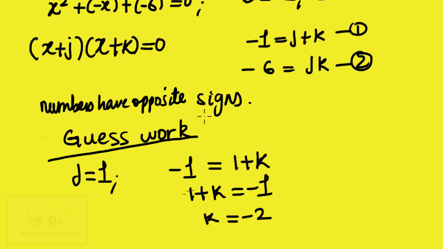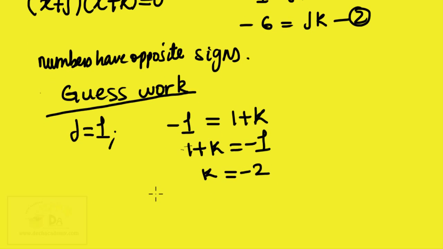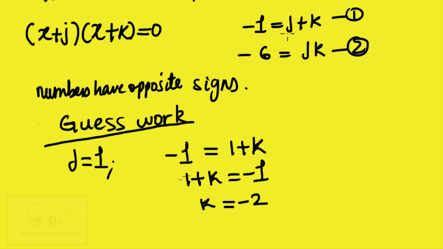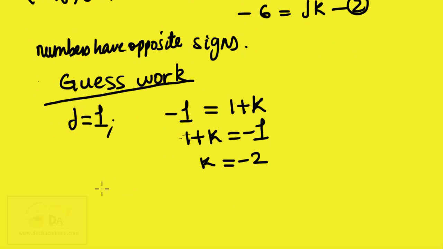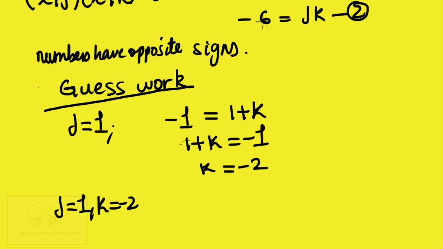So when j is 1, k is minus 2, just from our first guess. And that satisfies the first equation because j plus k is minus 1 in this scenario, because 1 minus 2 is minus 1. Now let's see if the result j equals 1 and k equals minus 2 satisfies the second equation. The second equation requires that the product of j and k be minus 6.